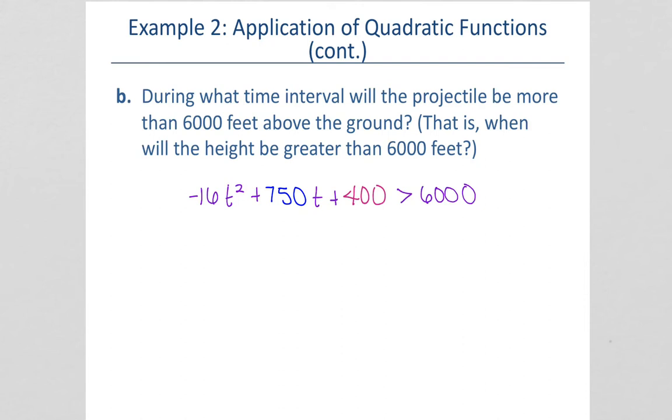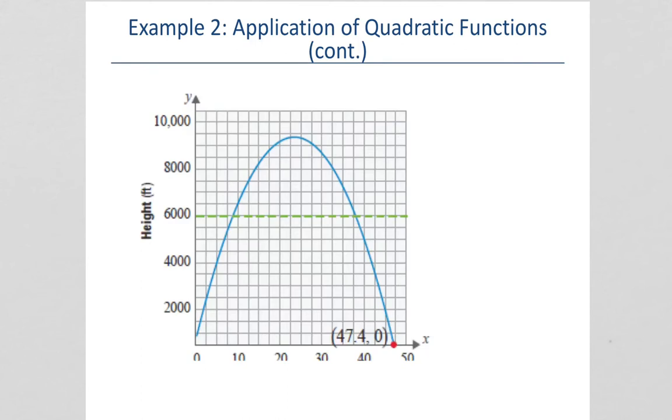We're focusing on the actual concept. So let's look at a graph and look at where we could tell that we're above 6,000 feet. So if we graph this, say in Desmos, and we'll go over that, then we would get this parabola here, and we also graph the line y equals 6,000. And so that shows you where the two are crossing.